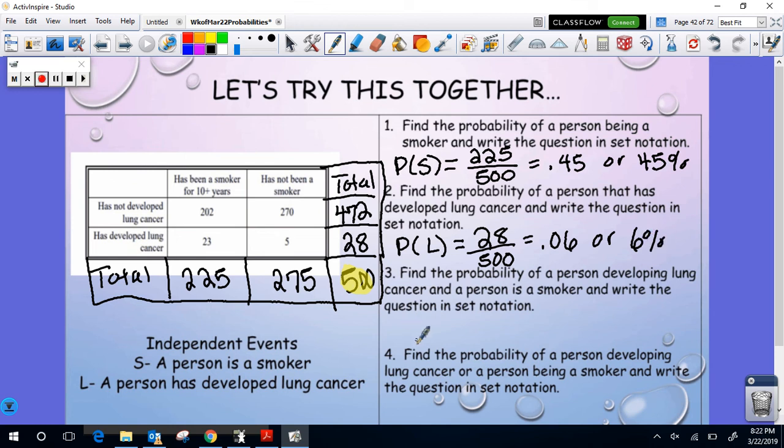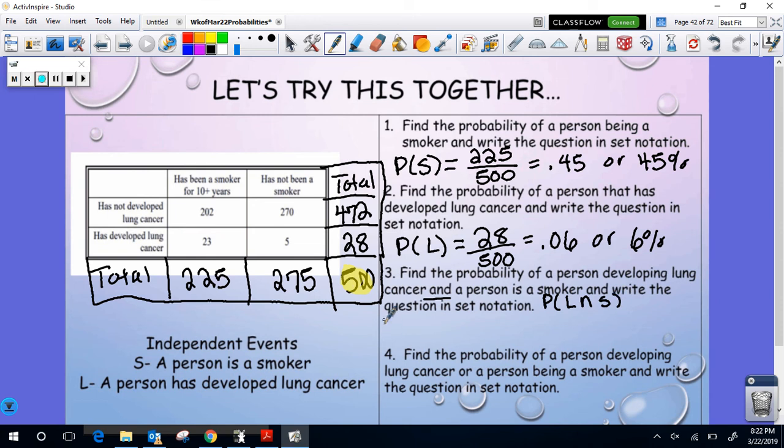It says find the probability of a person developing lung cancer and a person is a smoker and write the question in set notation. So the probability of lung cancer and, that's and there, yep, and the person is a smoker. So you have a formula for that. That formula is, and it's on your formula sheet, you don't have to memorize it. You just have to know when you're using and. So I'm going to write it a little smaller here. Probability of lung cancer and is a smoker.